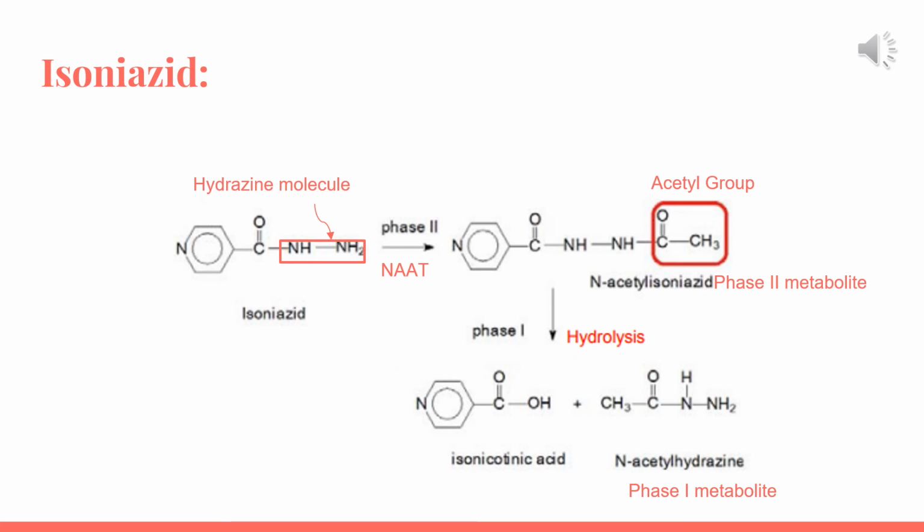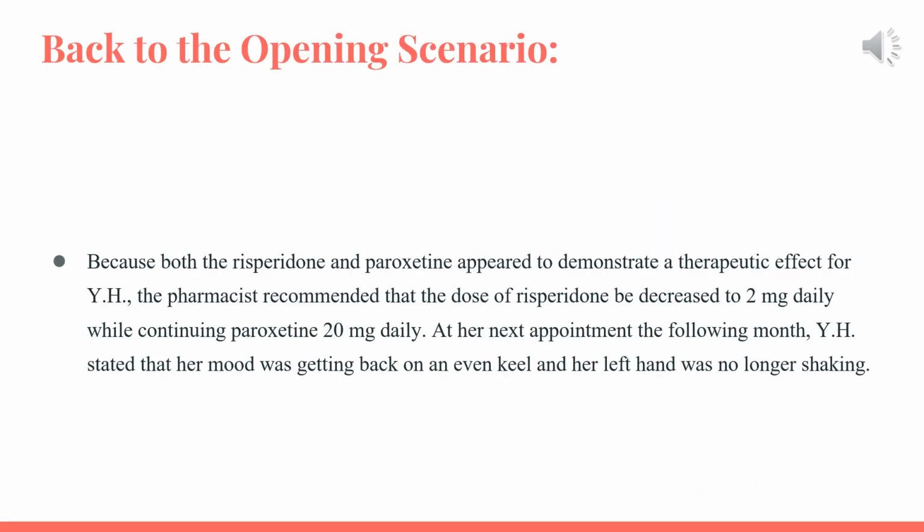Phase 1 helps introduce a polar functional group and helps prepare for phase 2. So the sequence could be as follows: phase 1 followed by phase 2. But there's always an exception. If the drug already has a functional group that's ready for a phase 2 reaction, phase 2 can occur first, before phase 1. There's no rule that mandates phase 1 before phase 2, like in the case of isoniazid here. We can have phase 2 catalyzed by the NAT enzyme on the hydrazine moiety, allowing formation of the phase 2 metabolite N-acetyl isoniazid, followed by a phase 1 hydrolysis reaction to form N-acetyl hydrazine and isonicotinic acid.